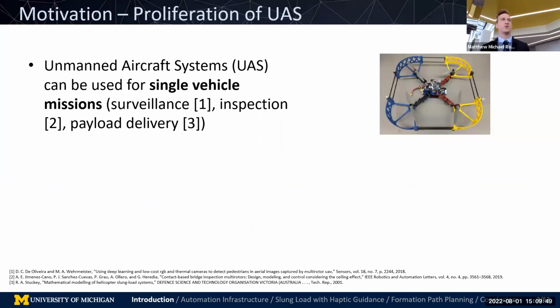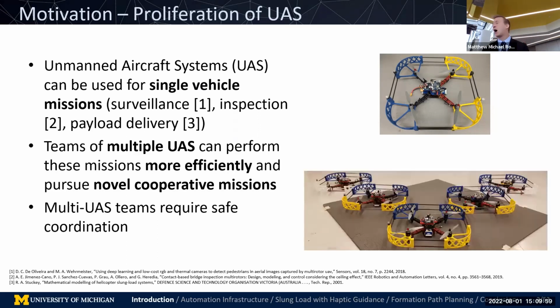Unmanned aircraft systems, or UAS, are being used for a variety of single vehicle missions. This includes surveillance, inspection, and payload delivery. However, we can use teams of multiple UAS to perform these same missions, potentially faster, better, cheaper, more efficiently, and we can even pursue novel cooperative missions that we couldn't even with single vehicles. However, this comes at the cost of requiring team-wide coordination and working towards a common goal.